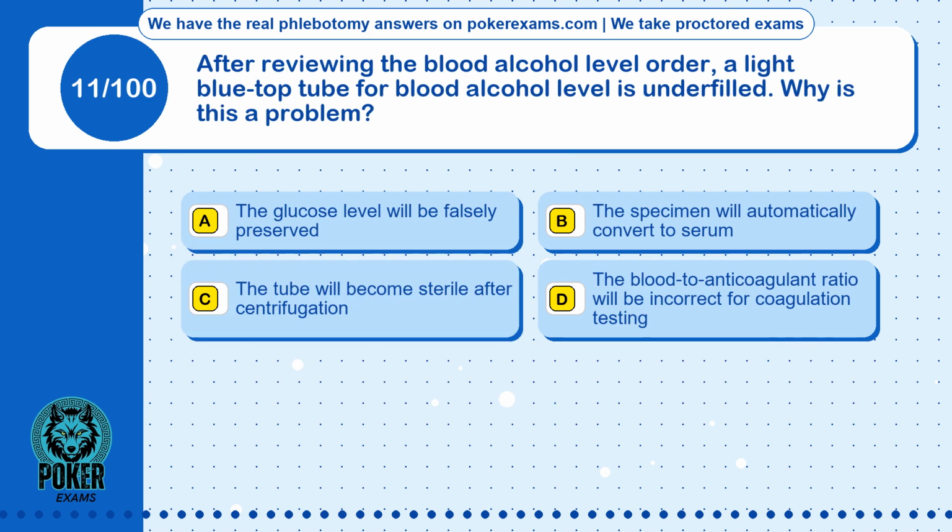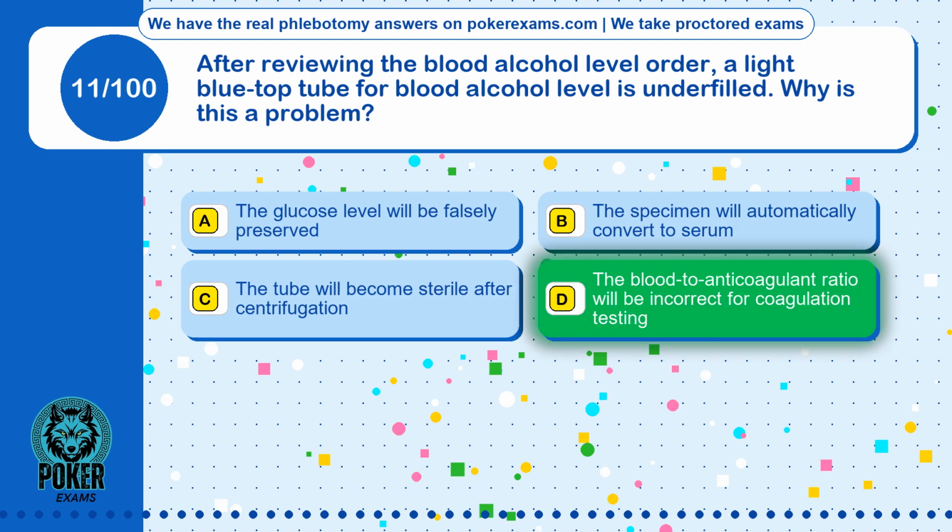Question 11. After reviewing the blood alcohol level order, a light blue top tube for blood alcohol level is underfilled. Why is this a problem? Option A. The glucose level will be falsely preserved. Option B. The specimen will automatically convert to serum. Option C. The tube will become sterile after centrifugation. Option D. The blood to anticoagulant ratio will be incorrect for coagulation testing.